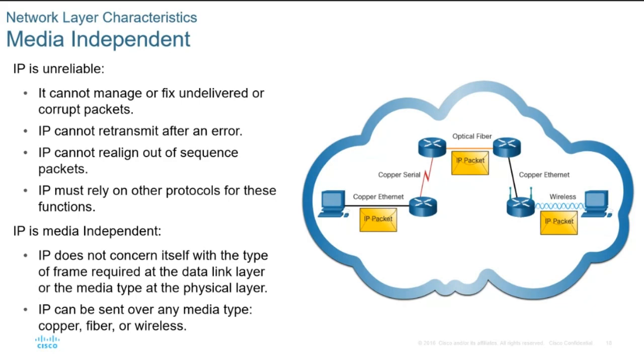So, IP is unreliable, so it cannot manage or fix undelivered or corrupt packets. And then IP cannot retransmit after an error. And IP cannot realign out of sequence packets. And IP must rely on other protocols for this function. Ayun, so yun ang unreliable IP.